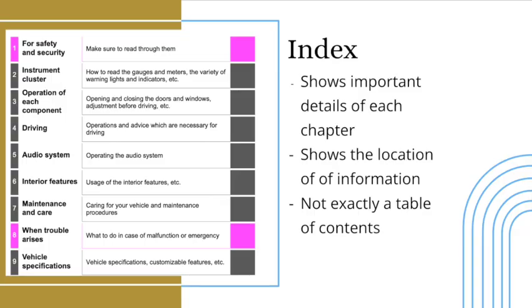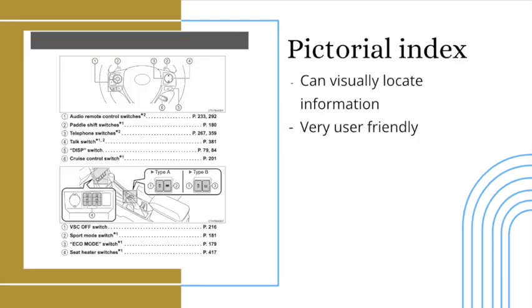So the beginning of the user manual is the index, which shows the important details of each chapter. It's not exactly a table of contents as there are no specific page numbers, but it does show generally how the information is located. And the next aspect is the pictorial index, which I think is very user-friendly because say you don't know the name of a specific thing in the car, you can just look at the diagram and then go from the page number there.